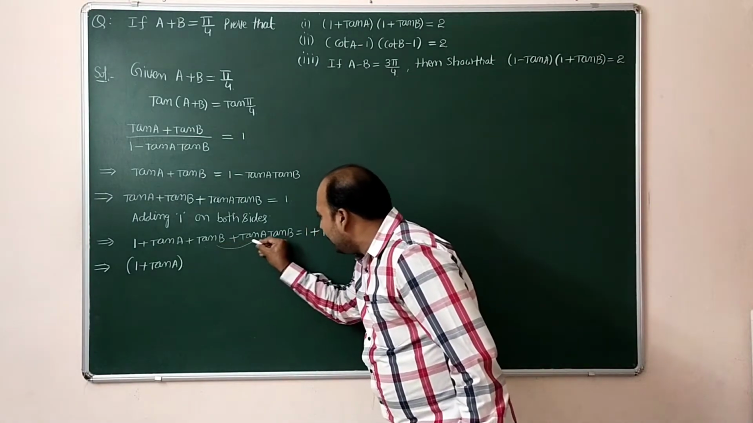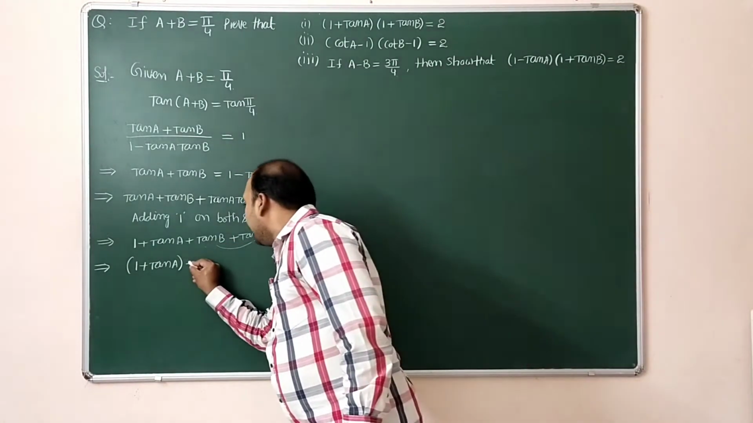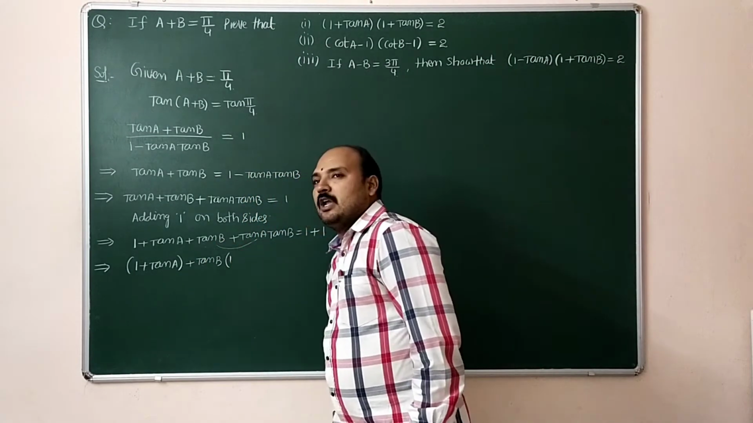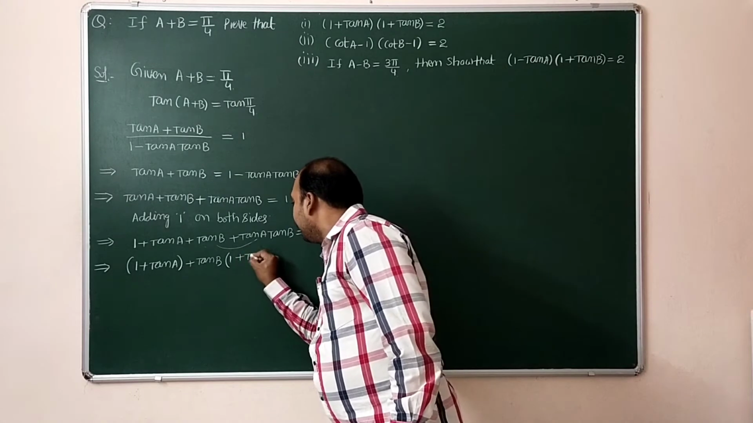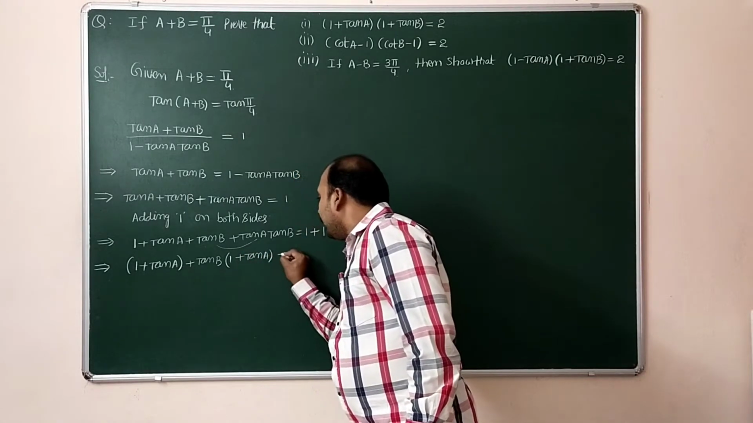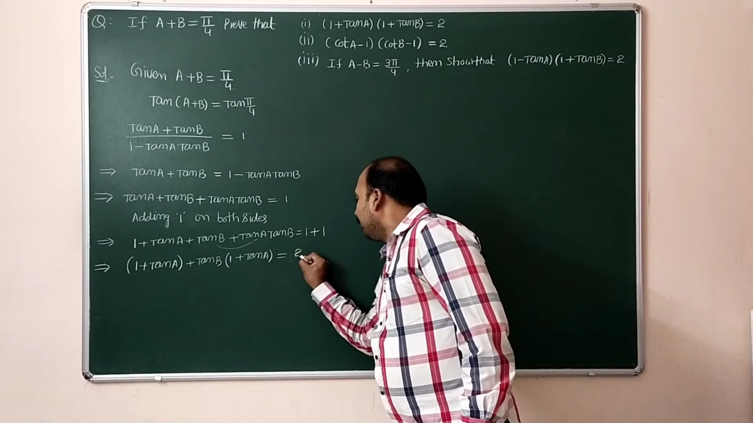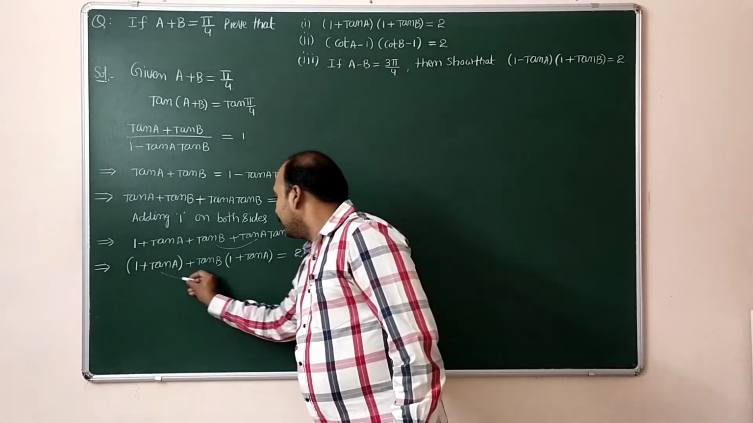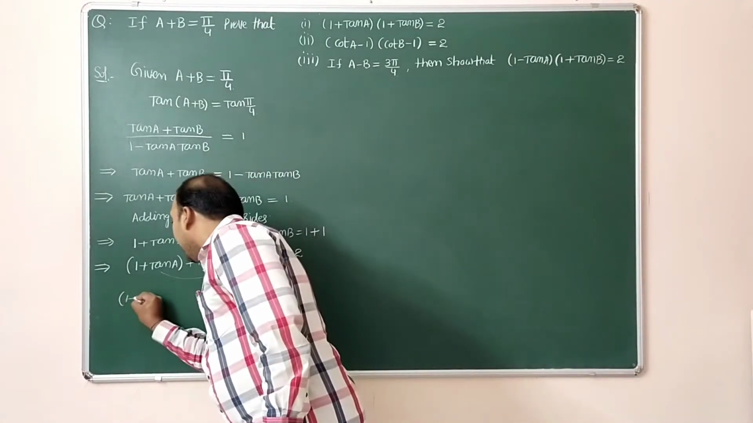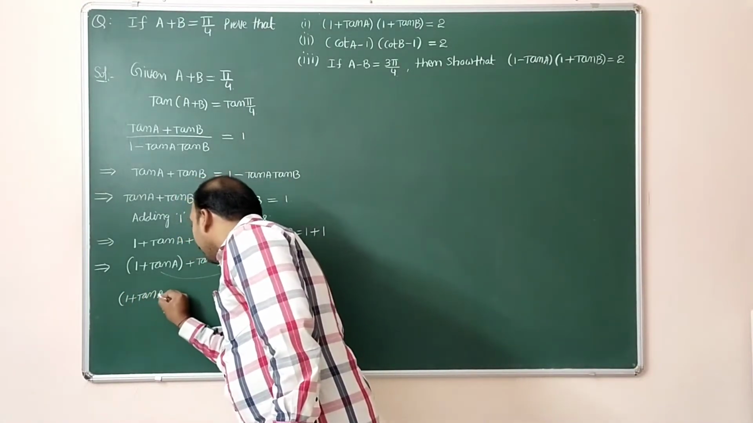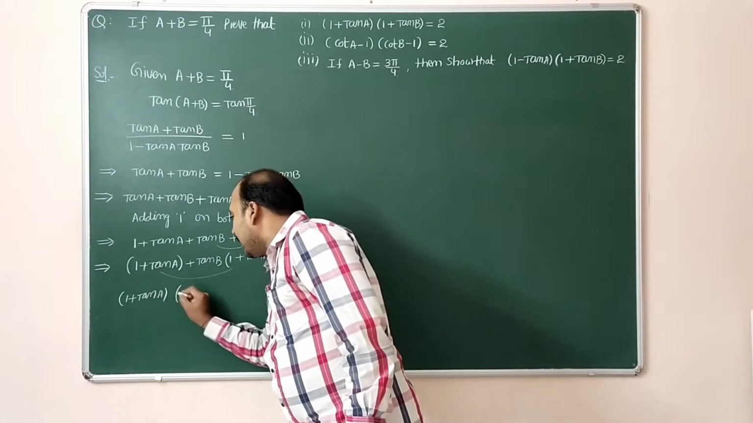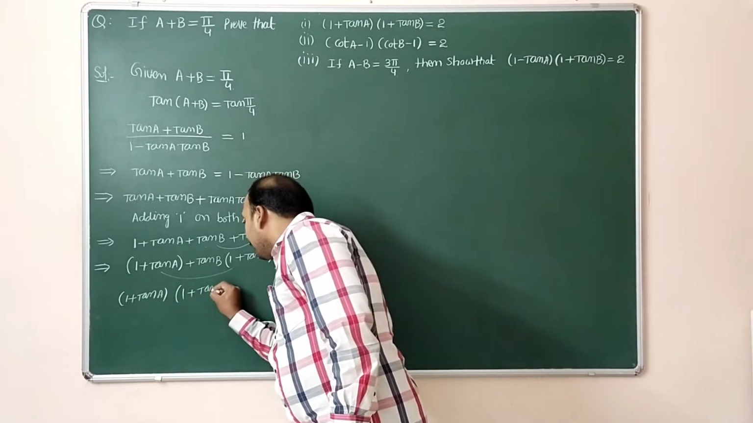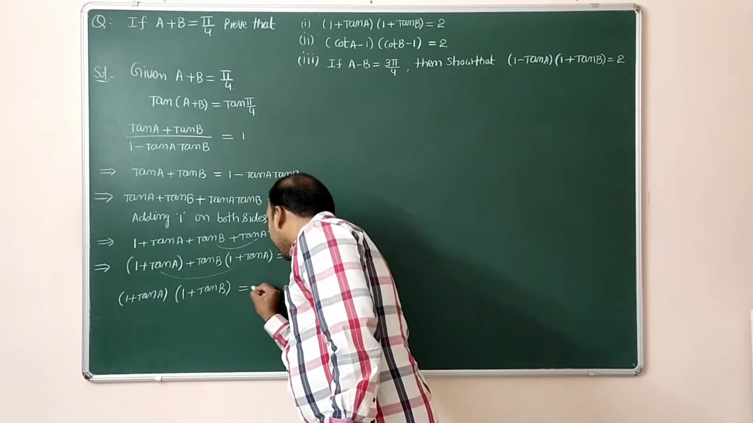From these two terms, if you take tan b common, the multiple is 1 here, and here the multiple is tan a. So tan b into (1 plus tan a), and 1 plus 1 is 2. Again, from these two terms, you have to take (1 plus tan a) common. So (1 plus tan a) into, here multiple is 1, plus here multiple is tan b. (1 plus tan a) into (1 plus tan b) equals 2.